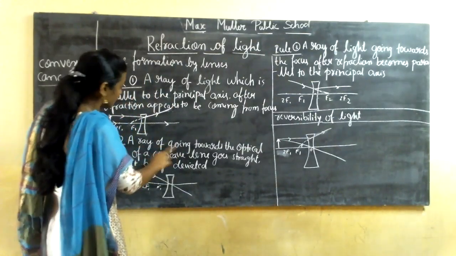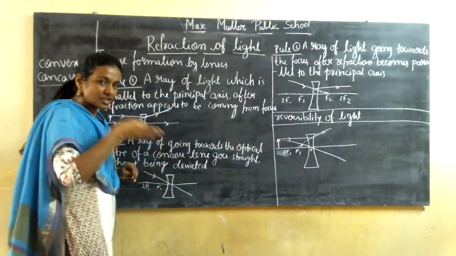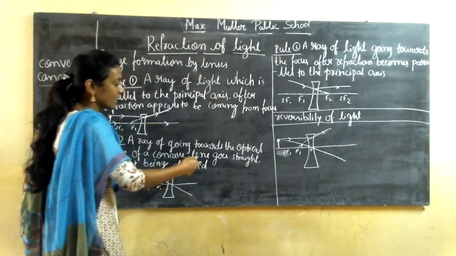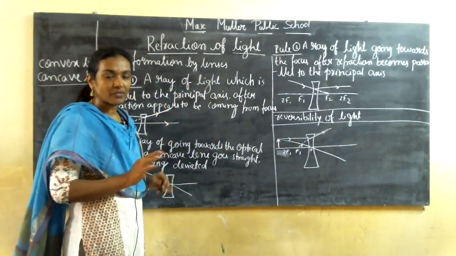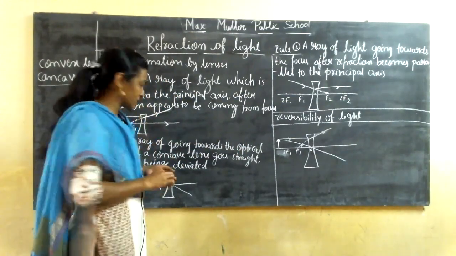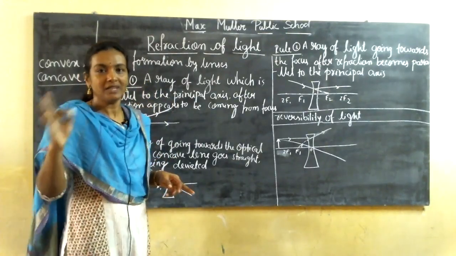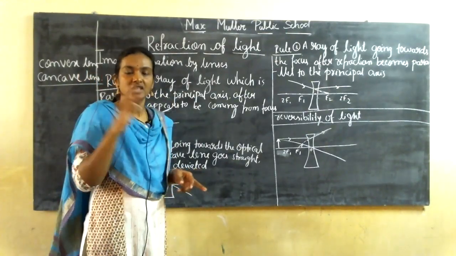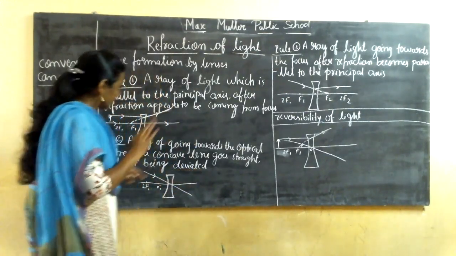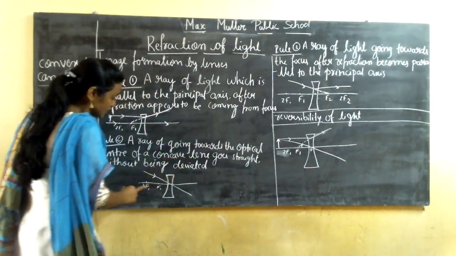A ray which is going towards the optical center of a concave lens goes straight. It is the same for a convex lens also. Clear? Without being deviated. There is no deviation. I can't say refraction; you can use the word deviation, like it goes straight without being deviated.